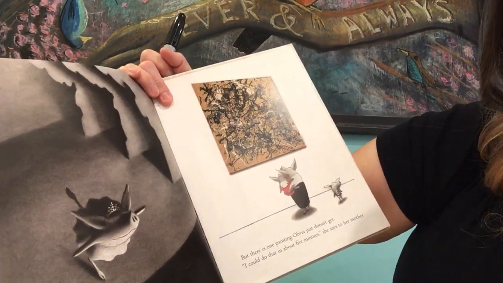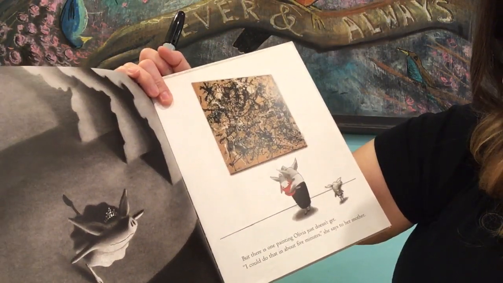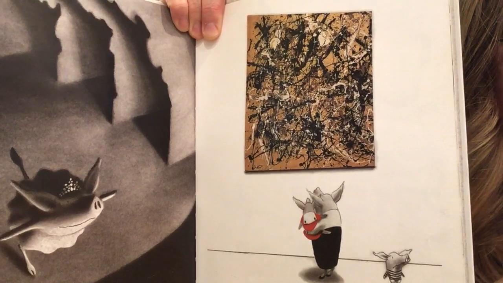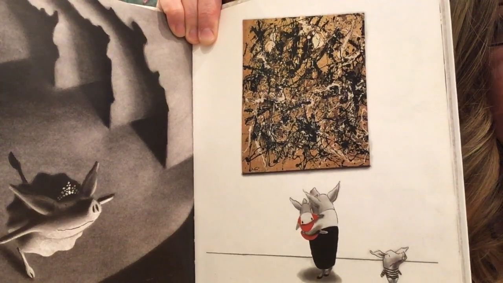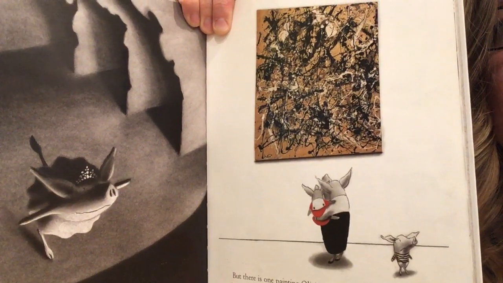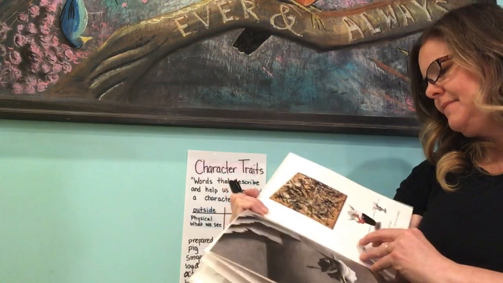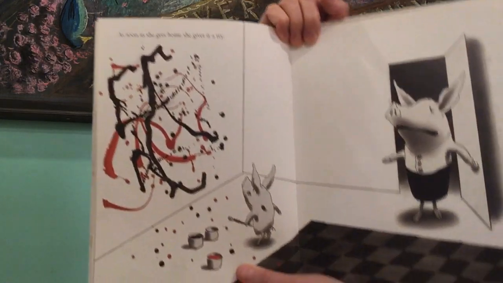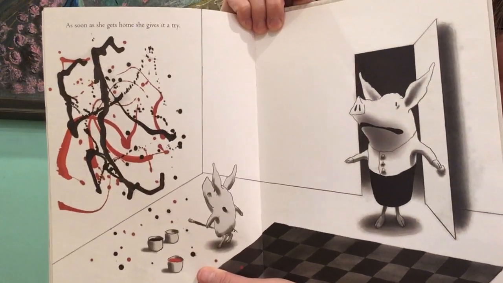But there is one painting Olivia just doesn't get. "I could do that in about 5 minutes," she says to her mother. And there's that one, the Jackson Pollock that we were talking about. And as soon as she gets home, she gives it a try.